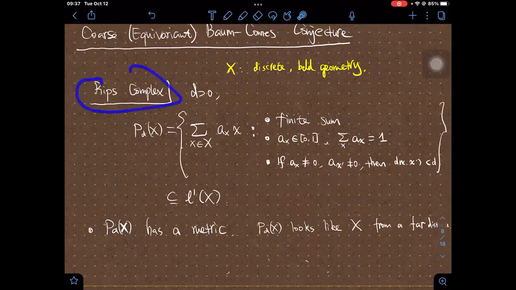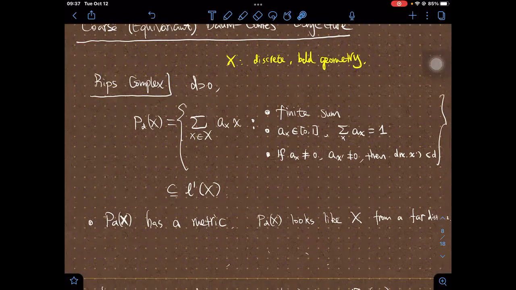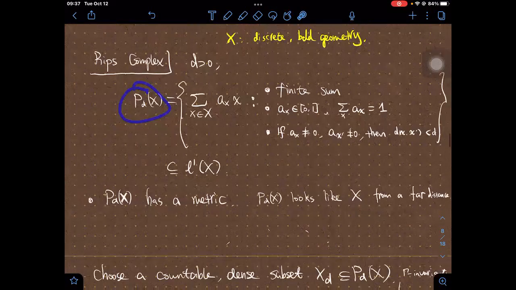So now let's talk about the computation. Because X is discrete, we want to make it continuous. So we formally consider the Rips complex at scale d for each number d.